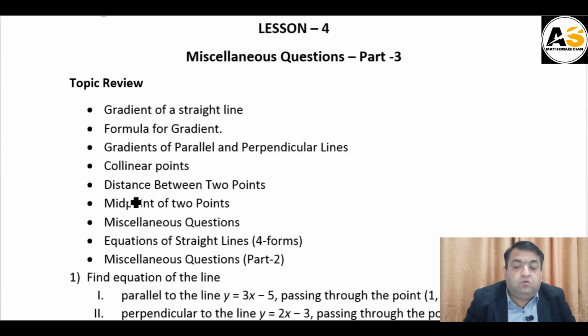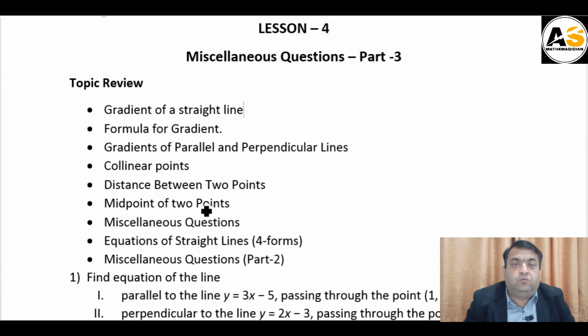In lesson number 2, we discussed the formula for finding the distance between 2 points and the midpoint of 2 points, and solved some miscellaneous questions. In lesson number 3, we discussed 4 different forms of the equation of a straight line: gradient intercept form, gradient point form, 2-point form, and general form. And we also solved some miscellaneous questions. Today's lesson will cover some more miscellaneous questions.